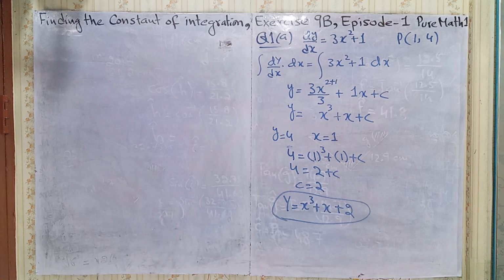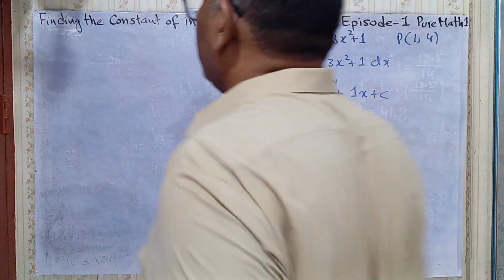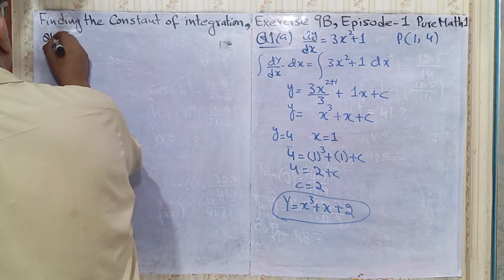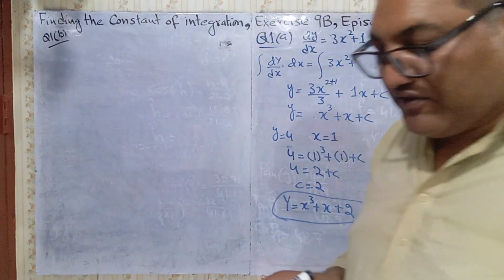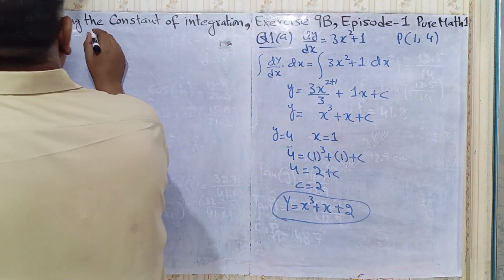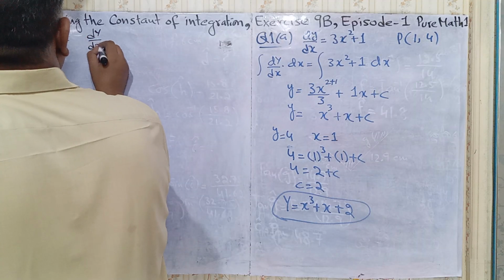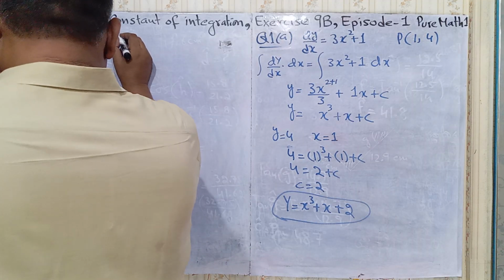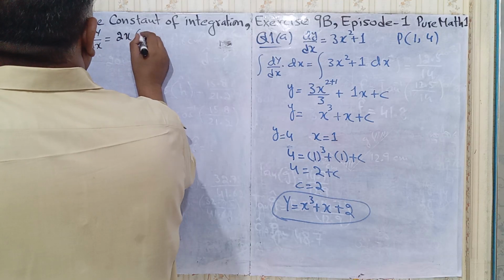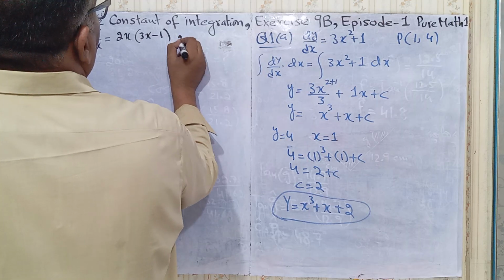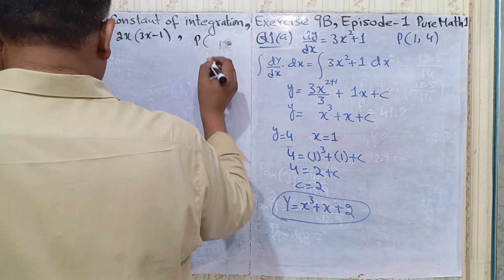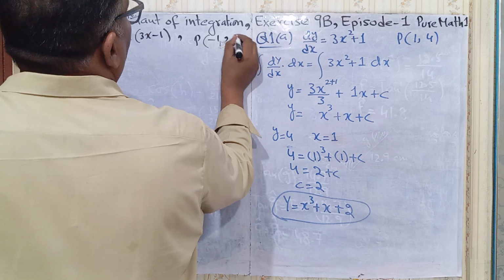Now we have question number 1, part B. Here they have given you an equation, and we have to find the equation of the curve. dy by dx equals 2x into (3x minus 1), and the point P is (minus 1, 2).